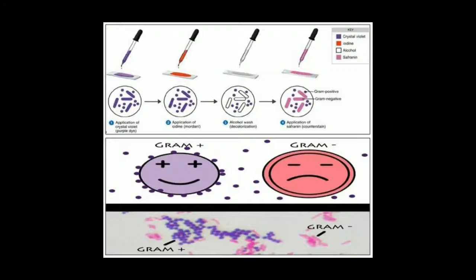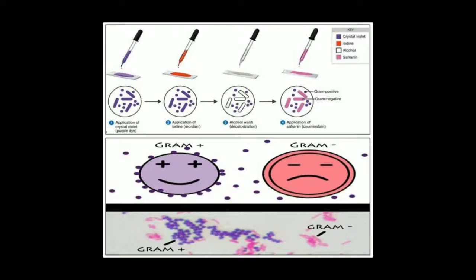Hello everyone. We will now be discussing the gram stain and its procedure. The gram stain was developed by Christian Gram in 1884 and modified by Hucker in 1921. This test differentiates bacteria into gram-positive and gram-negative bacteria, which helps in the classification and differentiation of microorganisms.